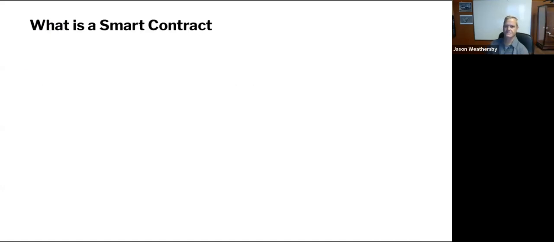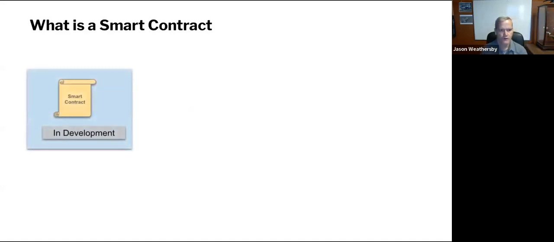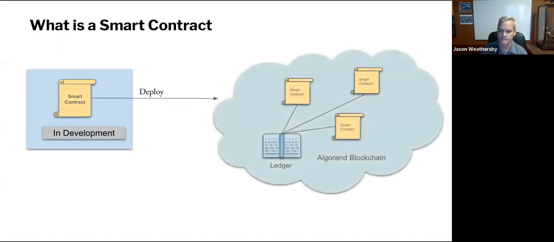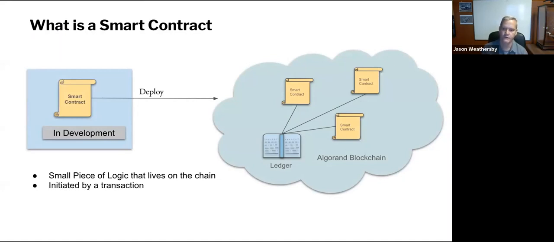So to start off with, what is a smart contract? Well, a smart contract is just a small piece of logic that you write in a development environment and deploy to the Algorand blockchain. And it just lives in the blockchain forever unless you delete it. Now you initiate this bit of logic to run with what we call an application transaction. So you send an application transaction to the Algorand blockchain, it fires up your code, runs your code, has access to the ledger and makes decisions.